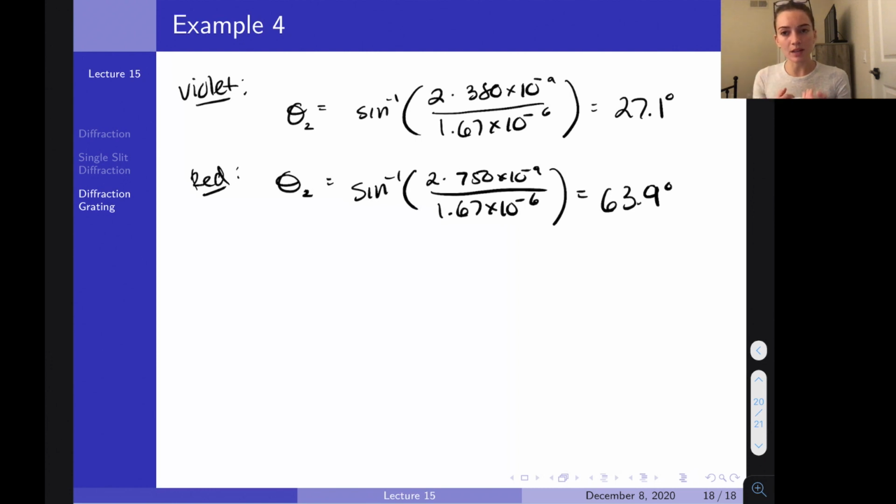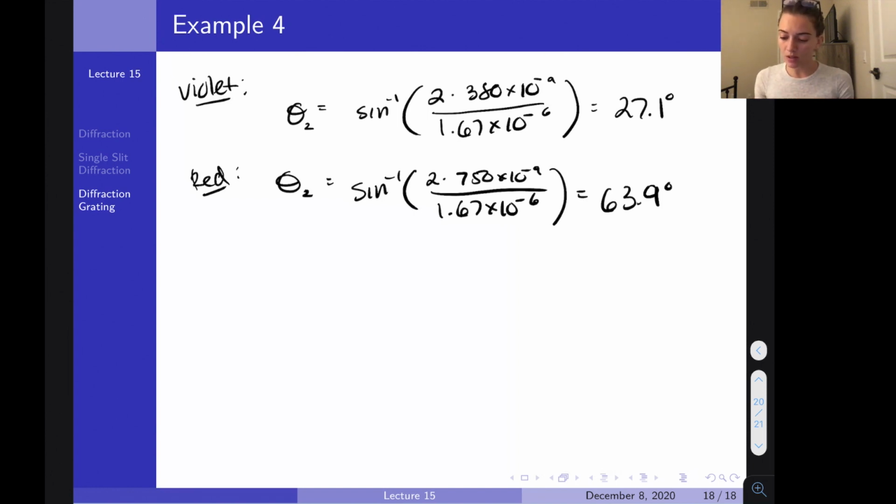Then you can do the same thing for the second and third order to see if those overlap. Eventually, as we did in our previous example, you'll get to a point where you're trying to take the sine inverse of a number bigger than 1, which means you can't do that, and there are no more bright spots.